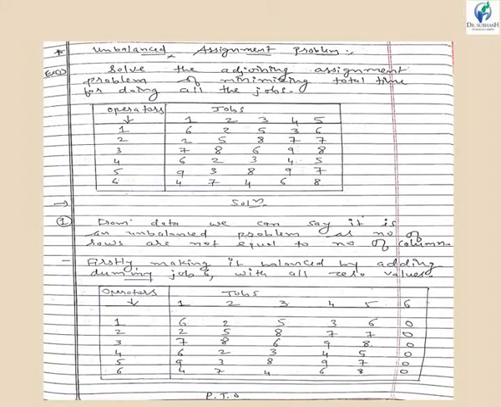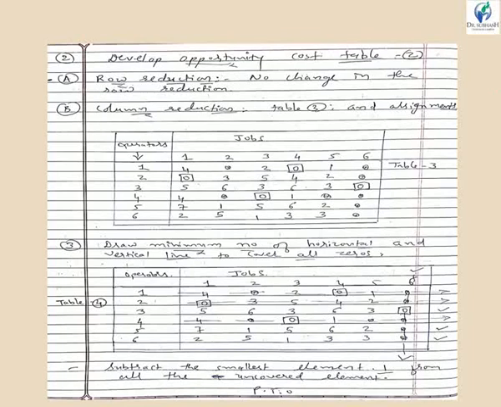So to make it a balanced problem, we will have to add a dummy column, a dummy job, that is job 6, which will have all elements with the value of 0, because that ultimately does not affect our final solution. So we have added the dummy column job 6 to make it a balanced problem, and now we will apply the Hungarian method. Moving towards the next slide. Develop an opportunity cost table.